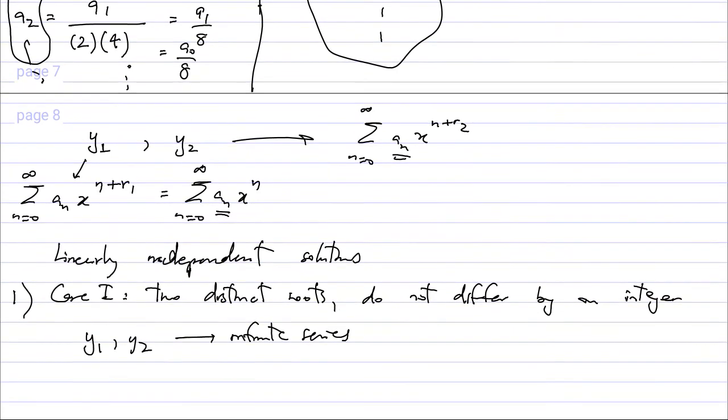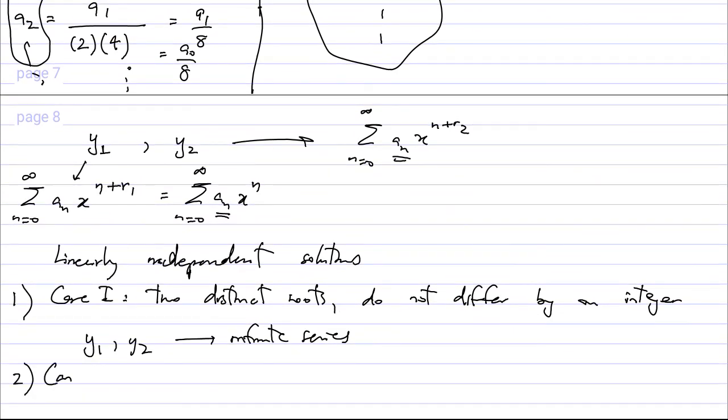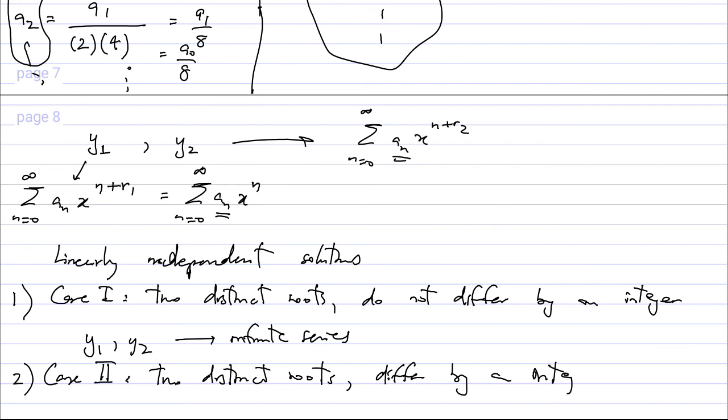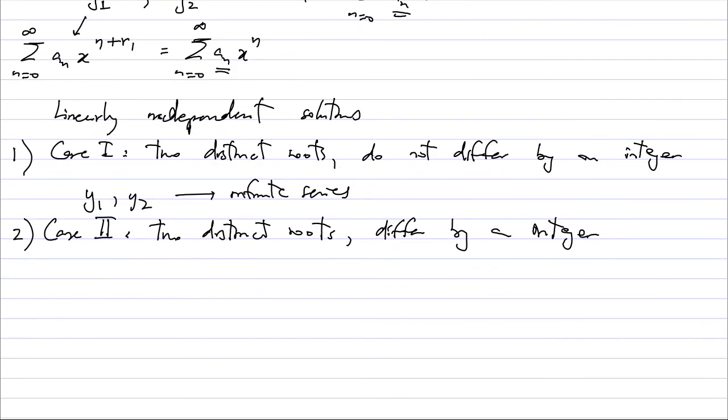Then you have another case, case 2, in which you have two distinct roots. You don't have a repeated root, but these differ by an integer now. So for example, one root can be 0, the other root can be 2. In this case, y1, one of the solutions, of course, will be of this form, where r1 is one of the roots. But then y2, the second solution, will in general be of this form.